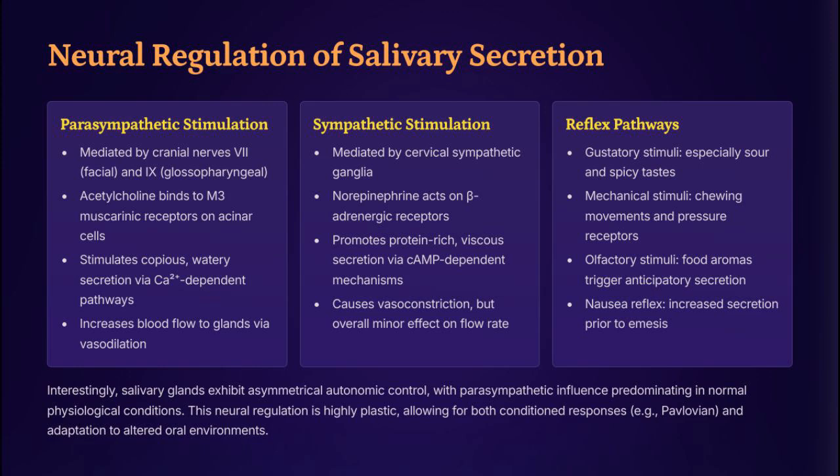On the other hand, the sympathetic system kicks in under stress. It releases norepinephrine, which triggers a small amount of thicker, protein-rich saliva using the cAMP pathway. This is why your mouth might feel dry but sticky when you're nervous. There are also reflexes, like when you smell food, chew, or even feel nauseated. That can all trigger salivation. So your brain is constantly monitoring what's happening in and around your mouth and adjusting your saliva accordingly. It's a brilliant system that balances fluid output for digestion, speech, and protection.